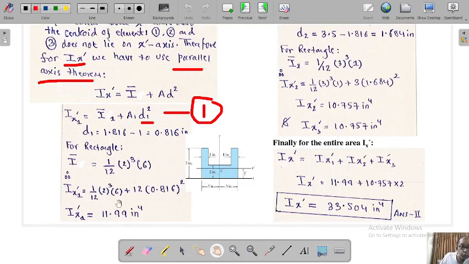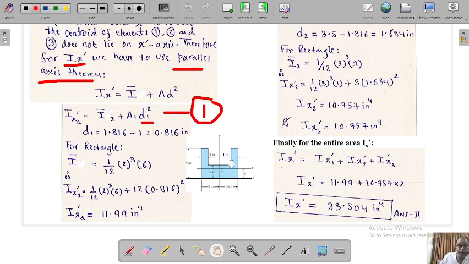So 1 by 12, 2 cubed into 6, plus the other term, area. The area will be 3 plus 3 is 6, multiplied by 2 is 12. And what was D1? D1 was 0.816, and you square it. So Ix dash 1 for the rectangle comes out to be 11.99 inch to the fourth. This is the Ix dash 1 acting along the main centroid for this rectangle. But there will be two more rectangles that you need to calculate and add, to get the total Ix dash.